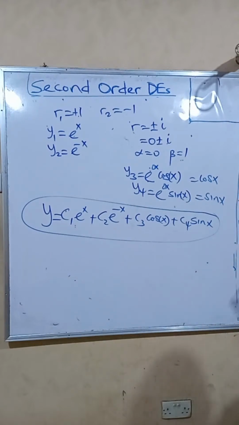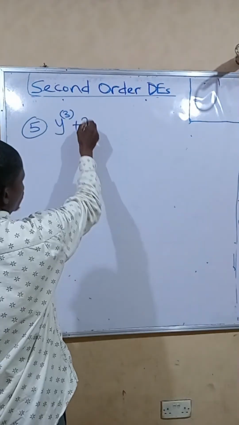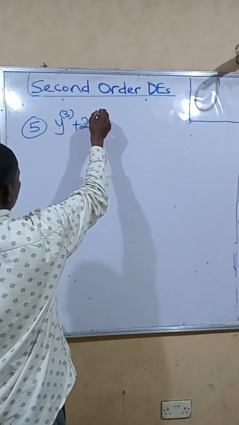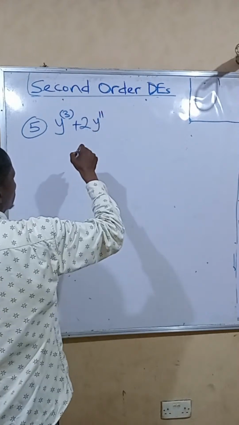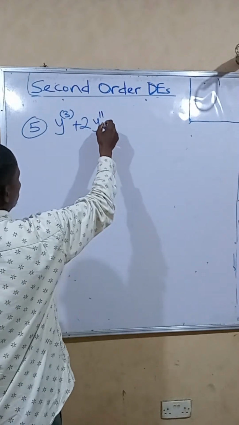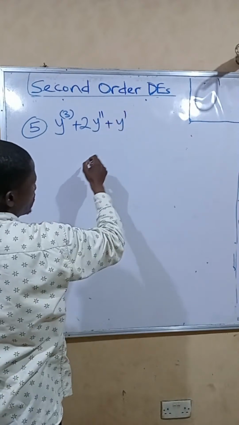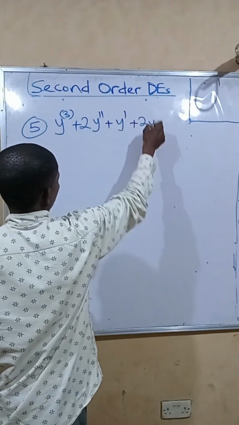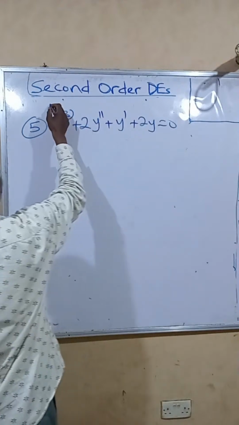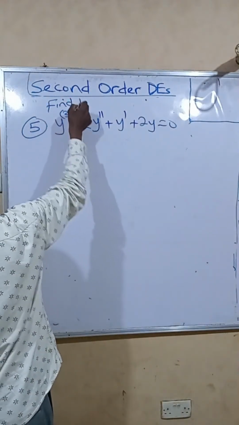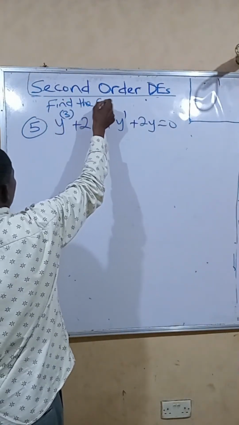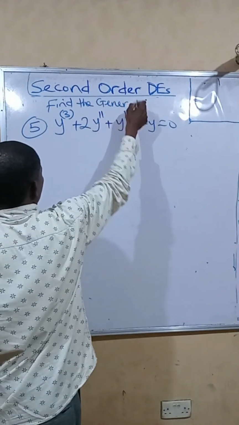So we're going to the last question. y double prime plus y prime plus 2y equal to 0. Find the general solution.